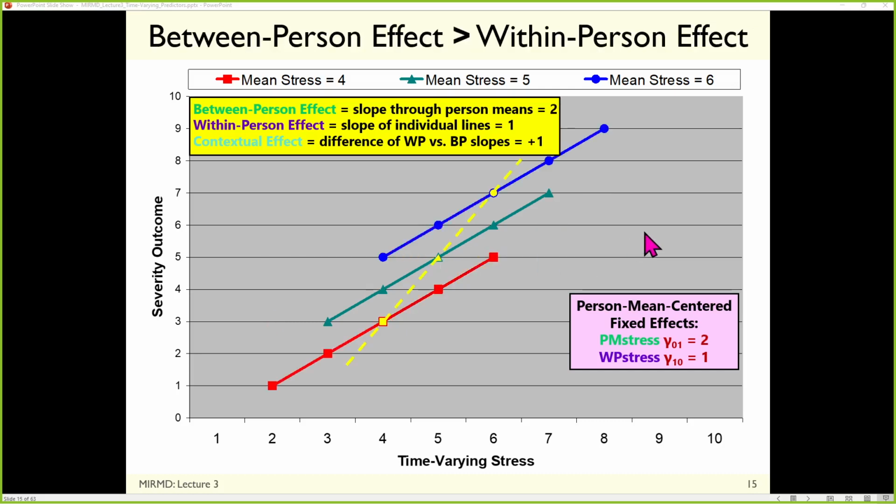So in this case, I have 2 positive slopes of different magnitudes. The yellow line slope is 2. So for every unit more stress on average than other people, severity on average goes up by 2. Within persons, for every unit more stress than usual, severity at that occasion goes up by 1. And you can have all different combinations of these things, but these are just a few examples that are easy to draw.